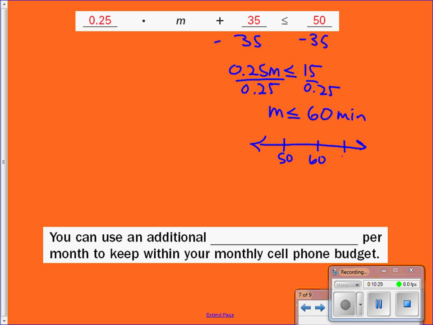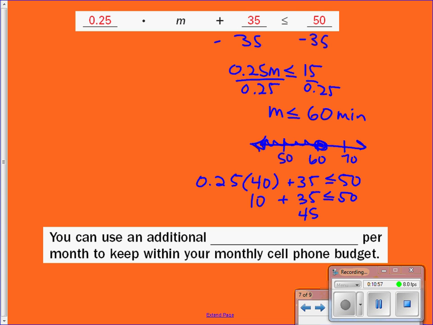50, 60, less than. And I'm going to have to multiply this by something. So let's pick something I can do in my head, like 40. Because 40 times 25 cents, it takes 4 quarters. So times 10, that'd be $10 extra. Plus 35, that would be $45, which is less than 50. So you can talk for 45 minutes.